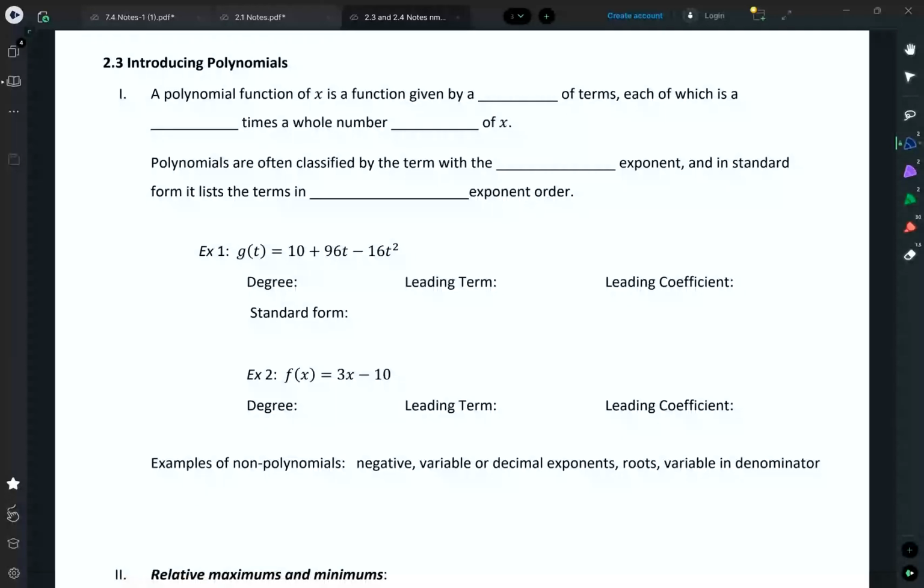Hello class, this is our lesson for section 2.3, introducing polynomials. These are our Algebra 2 notes.